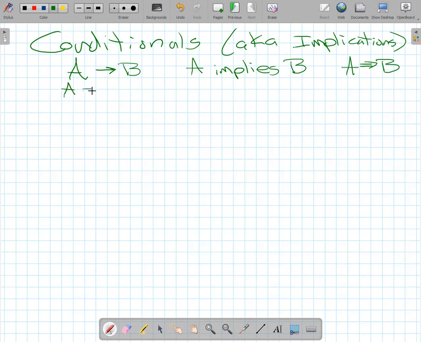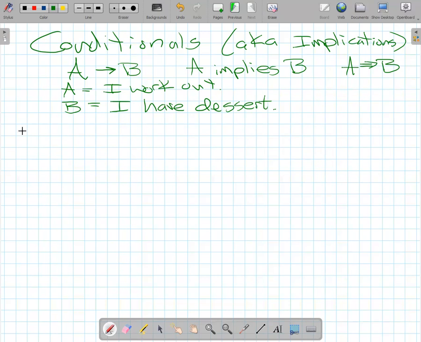So A might be the statement, I work out. And B could be the statement, I have dessert. What your favorite dessert is. Sometimes for me it's chocolate, sometimes it's a good beer. And then putting those two together in an implication could be something like, I work out implies I have dessert.